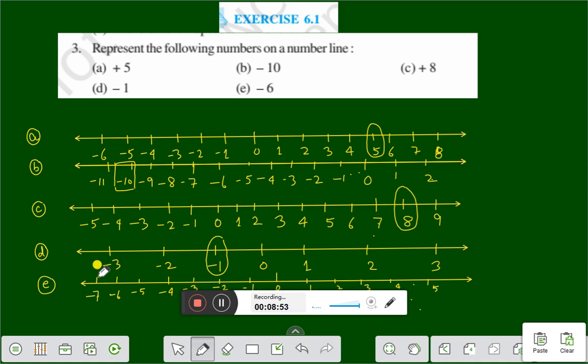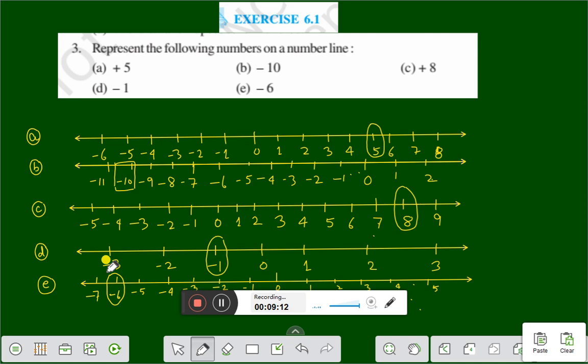Now you have to represent minus 6 on the number line. Therefore here you see this is 0, 1, 2, 3, 4, 5, minus 1, minus 2, minus 3, minus 4, minus 5, minus 6. This number represents minus 6, right?